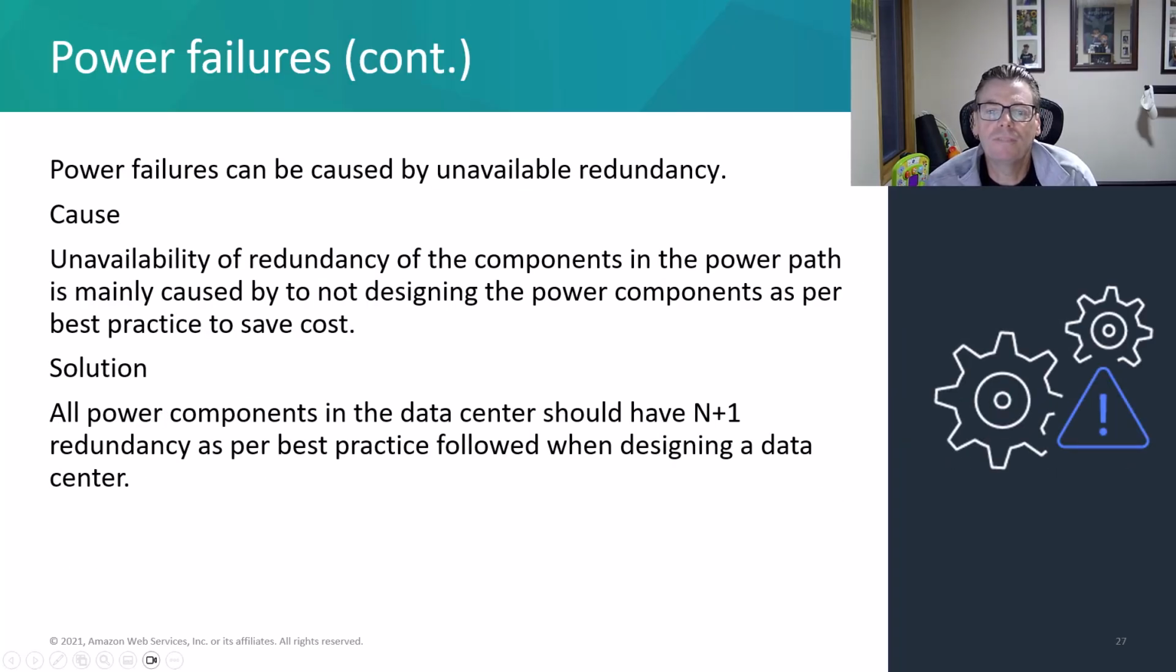Power failures, again, unavailability of redundant components. Again, say power failure as in we lost power from grid. We don't have a backup, right? How many generators do we need? Again, they're saying a minimum of N+1 is redundancy.